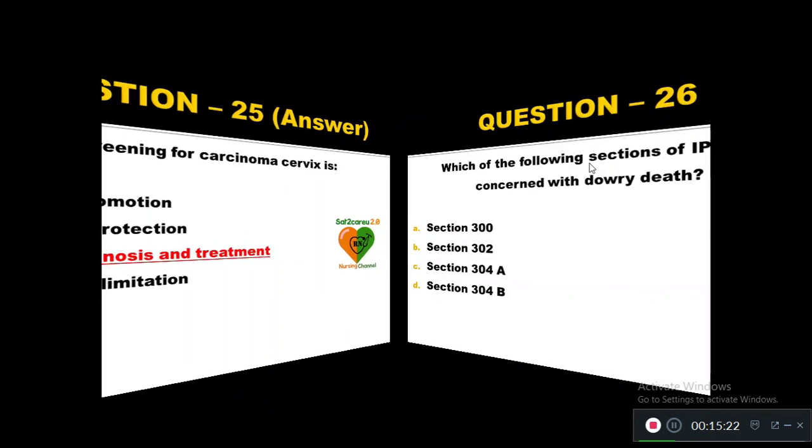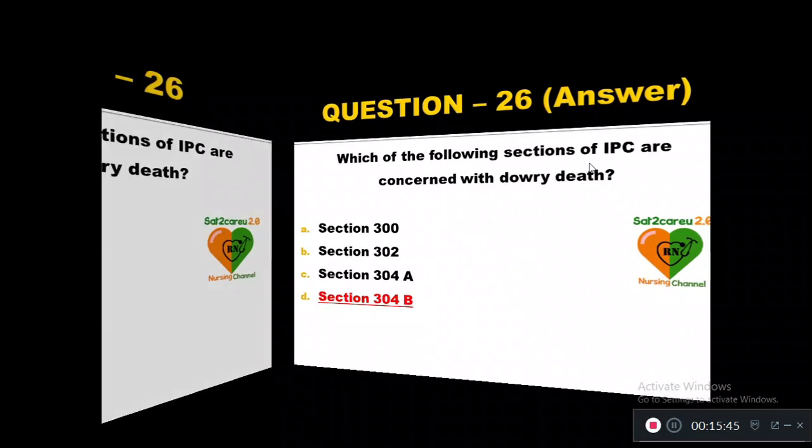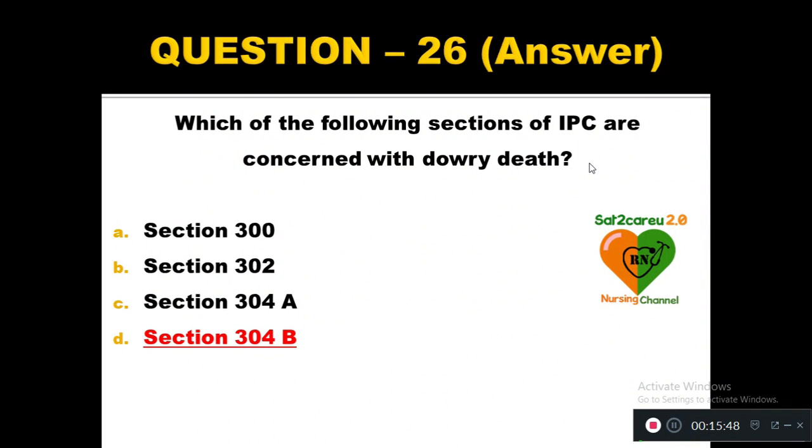Question number 26. Which of the following sections of Indian Penal Code (IPC) are concerned with dowry death? Option A, Section 300, B, Section 302, Option C, Section 304A, Option D, Section 304B. The right answer is option D. Section 304B is concerned with death due to dowry reports.